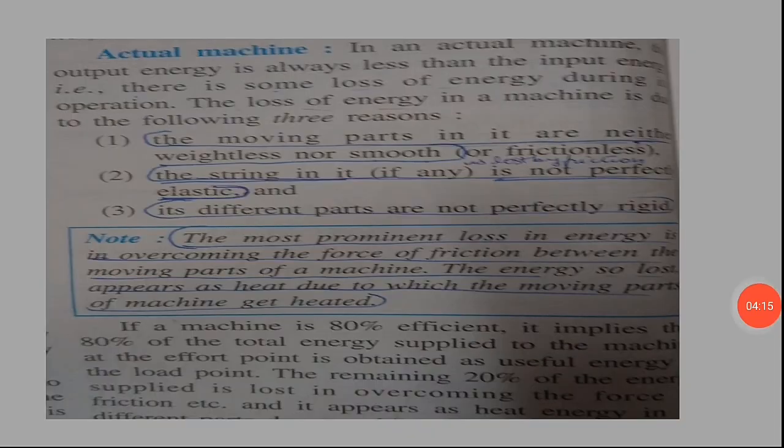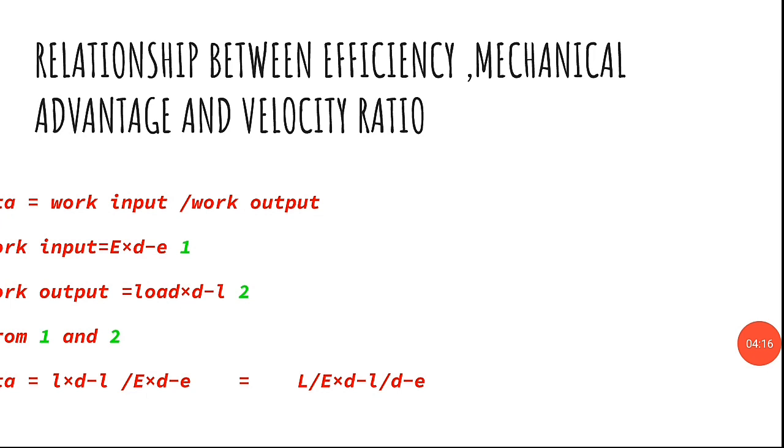Then we have the relationship between efficiency, mechanical advantage, and velocity ratio. Suppose a machine overcomes a load L by the application of an effort E in time t. Let the displacement of effort be dE and the displacement of load be dL. Then we get work input is equal to effort times displacement of effort, and work output is equal to load times displacement of load. So we know that efficiency is equal to work output upon work input.